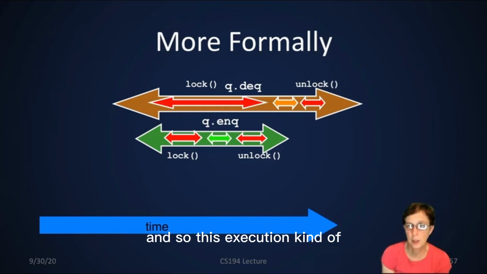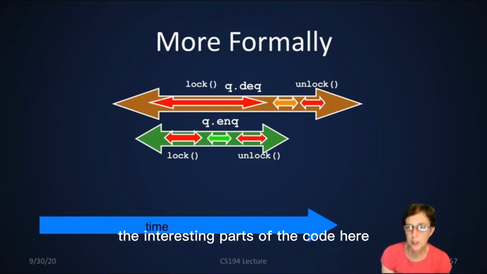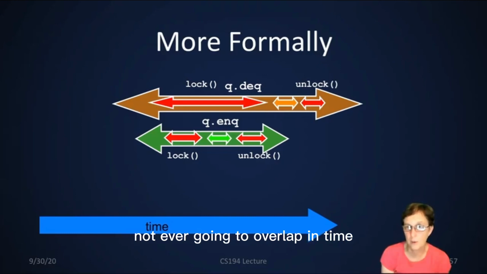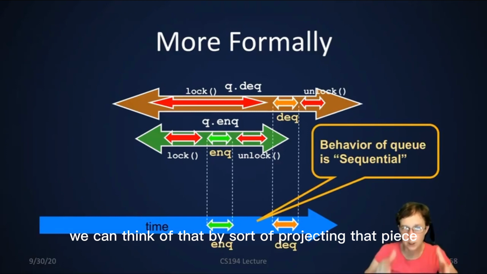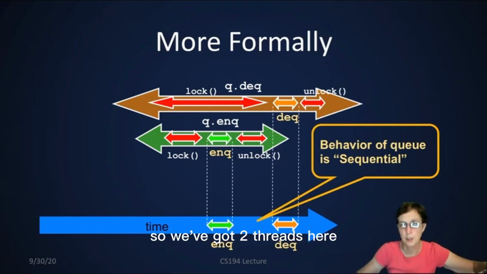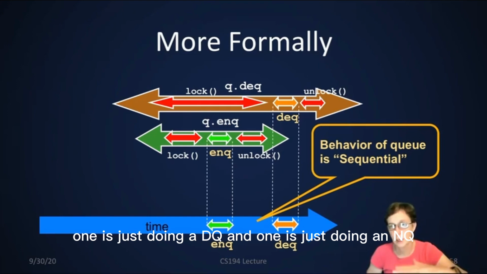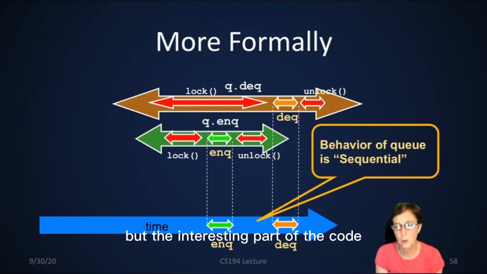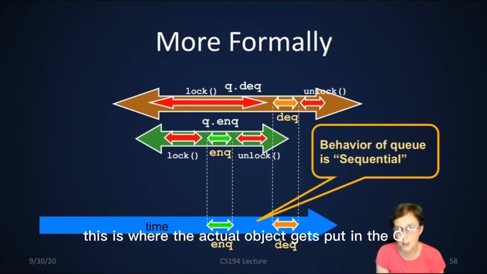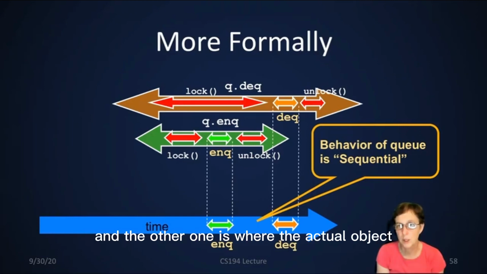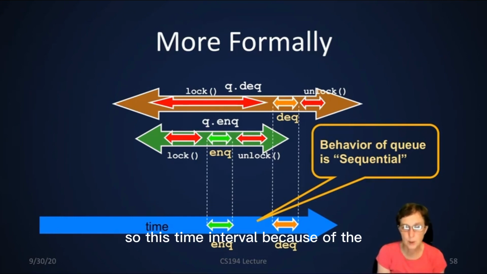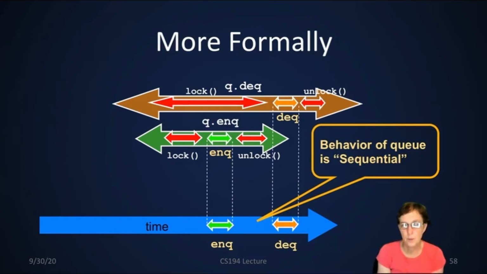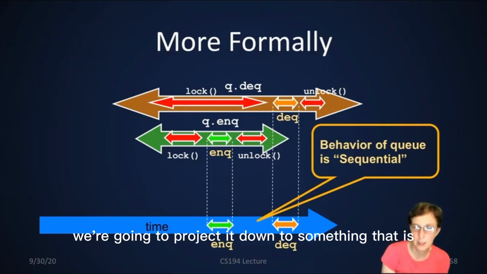And so this execution shows you that the interesting parts of the code here are not ever going to overlap in time. And we can think of that by projecting that piece of their execution. So we've got two threads here. One is just doing a DQ and one is just doing an NQ. But the interesting part of the code is happening here in this little time interval for the NQ operation, right? This is where the actual object gets put into the queue. And the other one is where the actual object gets taken out of the queue, over here. So this time interval, we're going to project it down to something that is sequential.